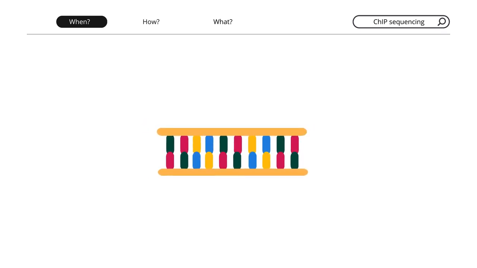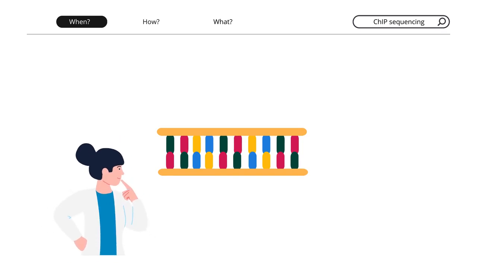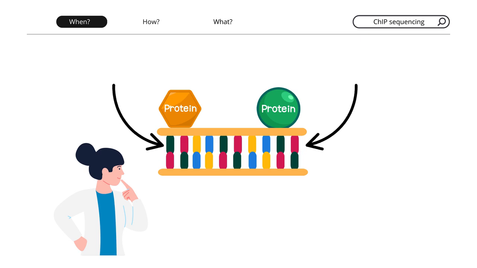In 2007, chromatin immunoprecipitation sequencing, also called the ChIP-seq technique, was developed to determine where proteins bind across the DNA sequence to help us better understand gene regulation. Here is how it works.